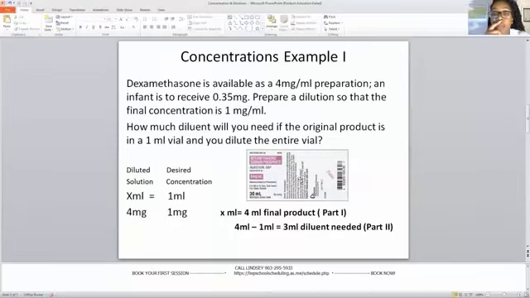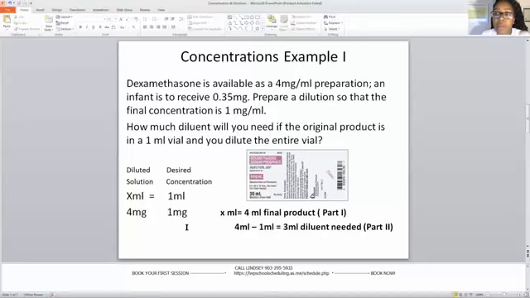The first thing that I wanted to do is to show you that you put the diluted solution to the left, okay? And then the desired concentration to the right. That's how I did it. I have X mLs that came from here over the top, 4 milligrams here, okay? And then it says that we are to prepare a dilution so that the final concentration is 1 milligram over 1 ml. So I always line my milligrams side by side and my ml side by side.